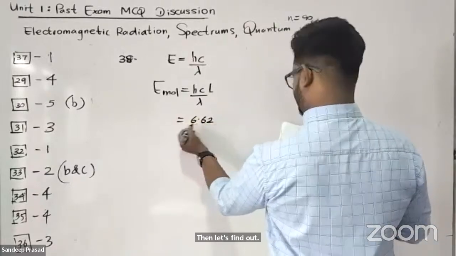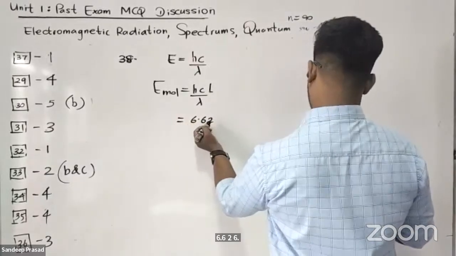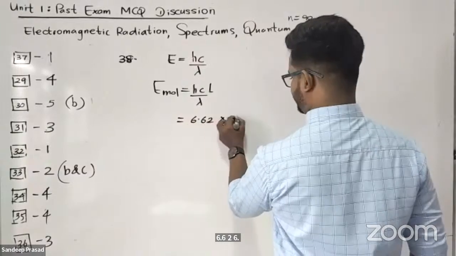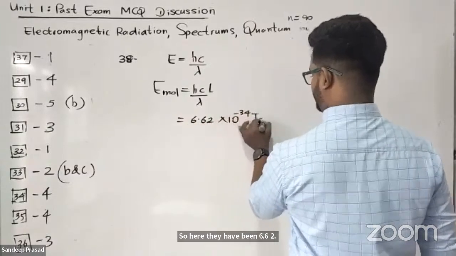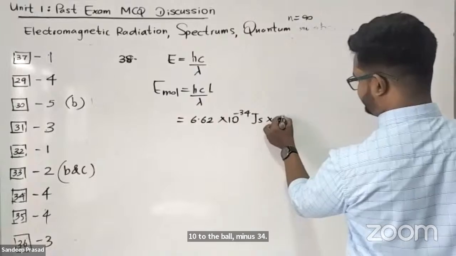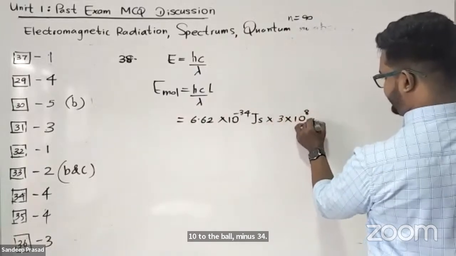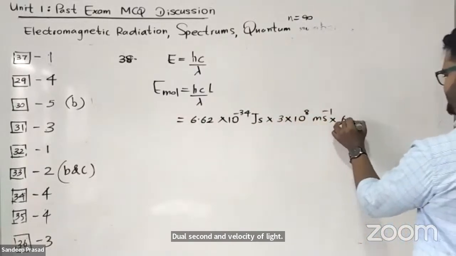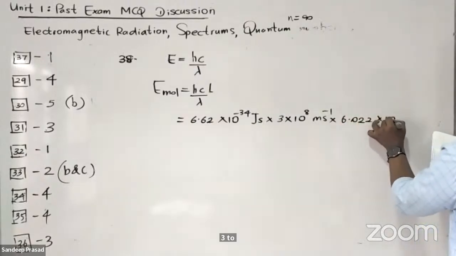Then let's find out. h is 6.626, here they have given 6.62 times 10 to the power minus 34 joule second, and velocity of light 3 times 10 to the power 8 meters per second. Avogadro number 6.022 times 10 to the power 23.